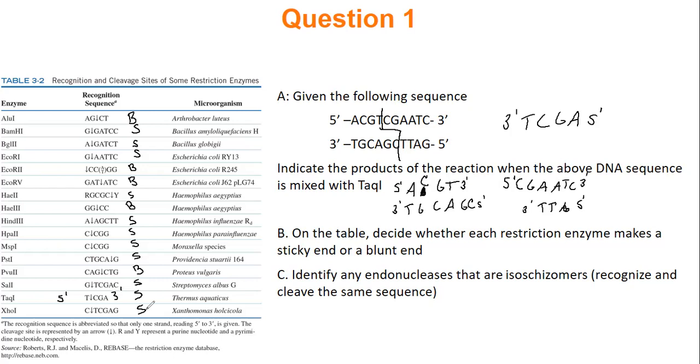And the last one, isoschizomers. Isoschizomers are a pair of enzymes that cut at the same recognition site. HpaII and MspI are isoschizomers. They both cut at CCGG.